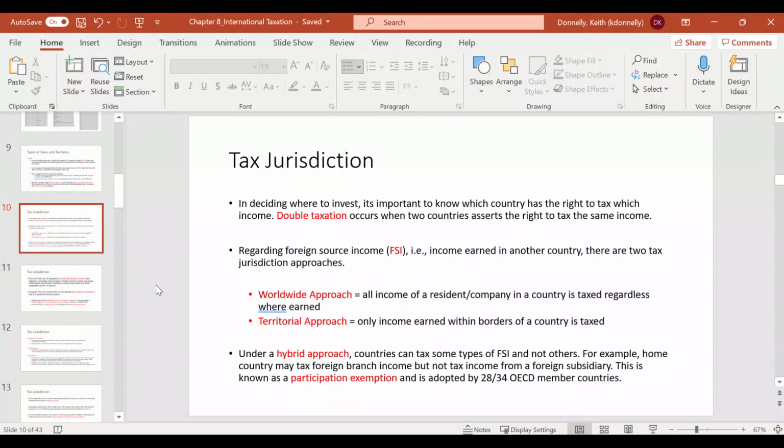Now, some countries can have a hybrid approach where basically depending on the type of foreign source income, they will tax it or they won't tax it. So for example, a home country may tax foreign branch income, but not income from a foreign sub. This idea where they're not going to tax a particular type of foreign income is called a participation exemption. And many of the OECD countries have adopted it. So kind of two ends of the spectrum, worldwide versus territorial. Somewhere in between is called a hybrid approach. And it says, depending on the type of foreign income, we will or we won't tax it.